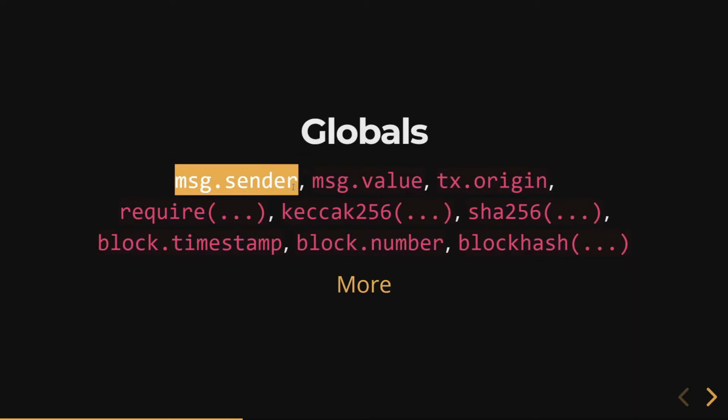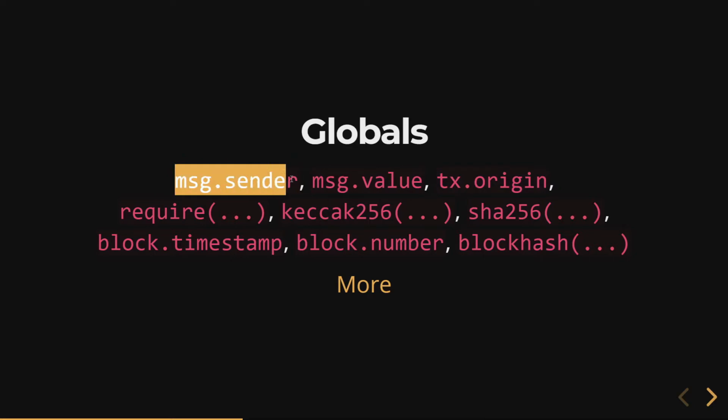Message.sender indicates the address of either the person or contract that initiated the call to this contract that we're currently in. Message.value indicates the amount of ether tokens that are attached to a transaction. Transaction.origin is similar to message.sender, but you should not use transaction.origin quite as much.